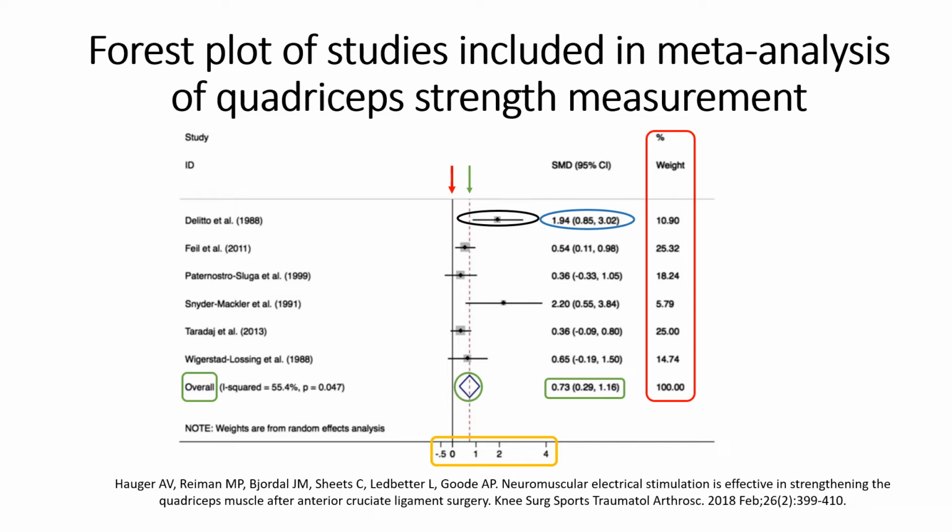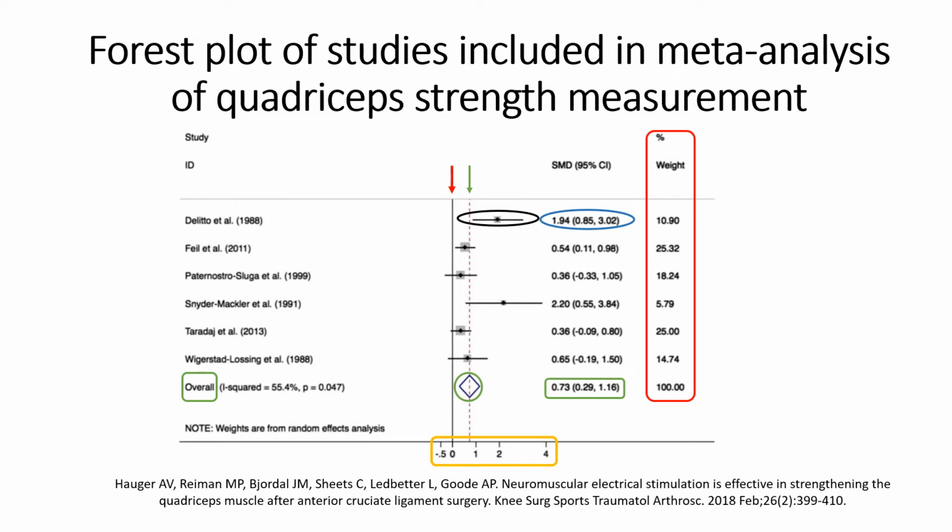They're not going to be weighted equally. They're going to be weighted based upon, again, the precision and the size of their sample. And so that gives us that summary statistic of 0.73, which suggests that there is a medium or a moderate effect of neuromuscular electrostimulation in helping regain quadriceps strength.